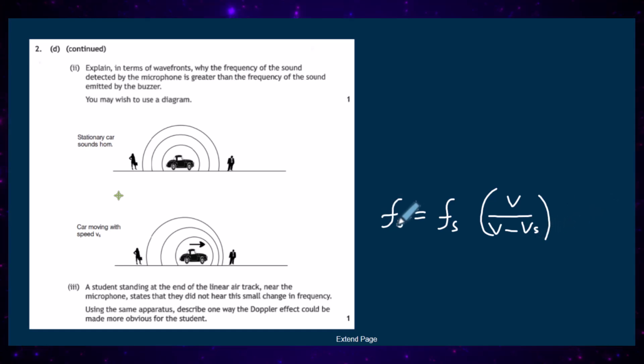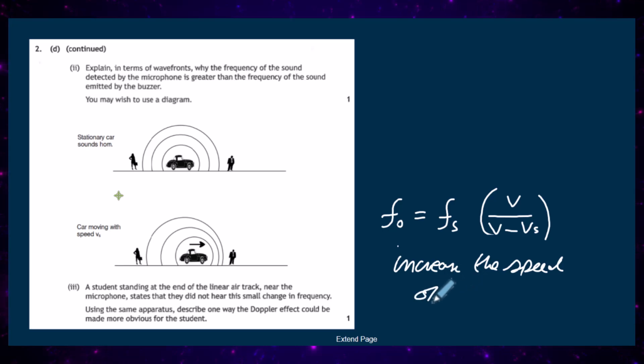Now, in order to make the observed frequency bigger, so you can actually hear a detectable change, you'd have to make Vs a lot faster. So if you increase Vs, you're going to have the speed of sound take away an increased value, which is going to give you a lower number on the denominator. And if you divide by a lower number, you'll get a higher frequency of observation. So to make it stand out more, you would actually have to increase the speed of the source. In other words, in this case, you'd have to make that little cart go faster. So you have to increase the speed of the source.